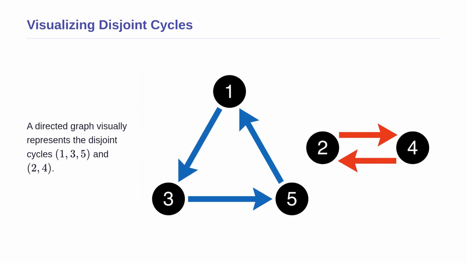Now that we have our cycle notation, let us visualize what it actually means. Here you are looking at a directed graph of the permutation we just found. Notice how the diagram is split into 2 completely separate parts. On the left, the blue arrows show the first cycle. 1 goes to 3, 3 goes to 5, and 5 loops back to 1. On the right, the red arrows show the second cycle, where 2 and 4 simply swap with each other. You can clearly see that the numbers in the first loop never interact with the numbers in the second loop. This visual separation is exactly what the mathematical term disjoint means in practice.